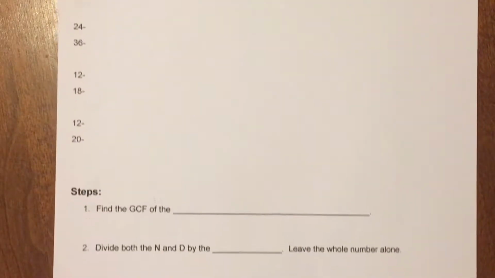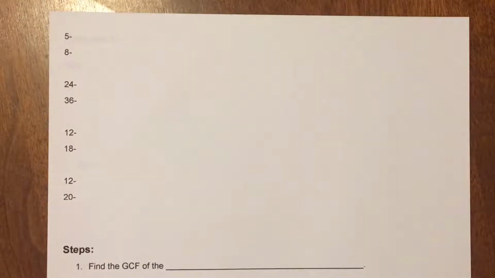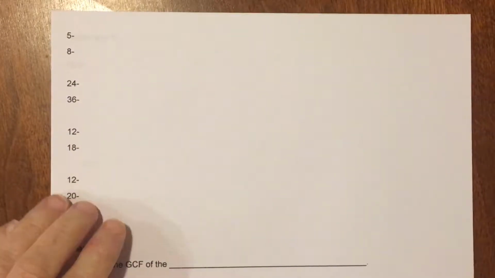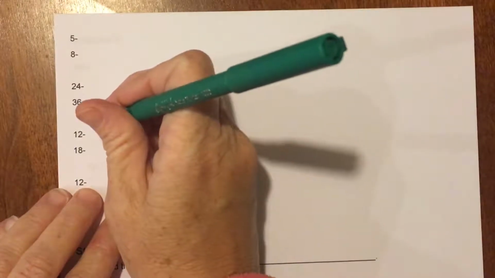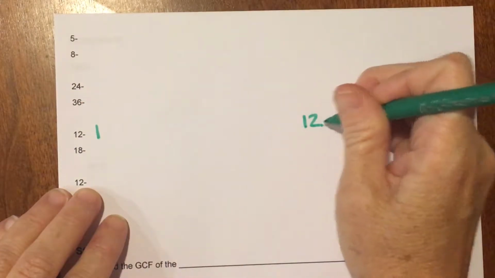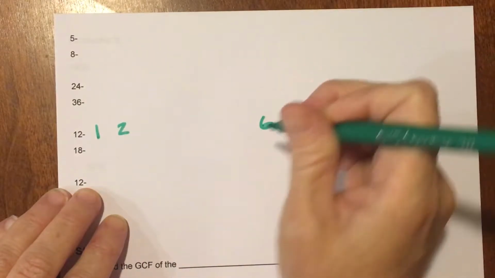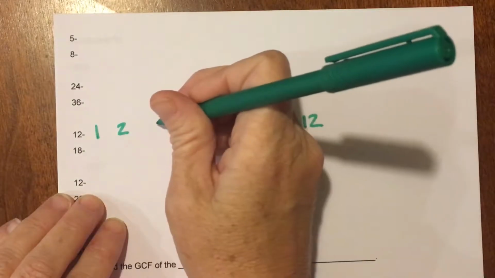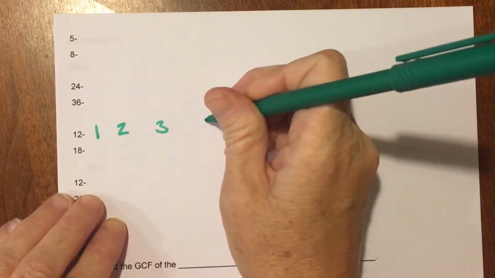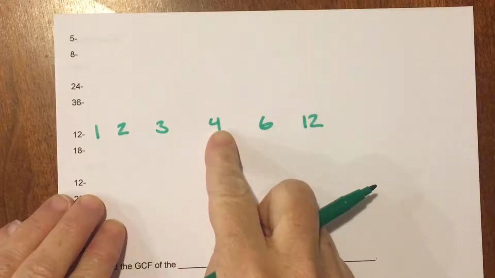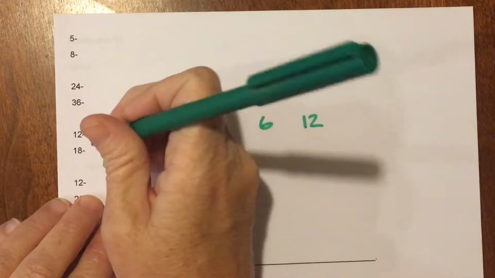Okay, so I have a lot more here to try. I don't think we're going to try all of them, but we are going to skip to this one. Let's try this one. Okay, so 1 times 12 is 12. 2 times 6 is 12. 3 times 4 is 12, and 4 would be a repeat, so I'm going to stop.